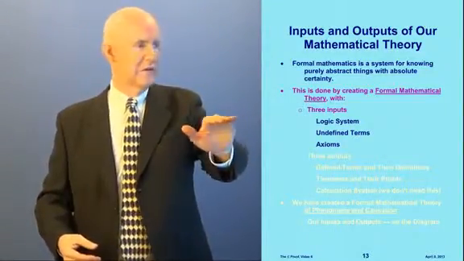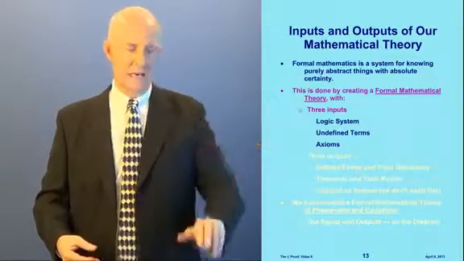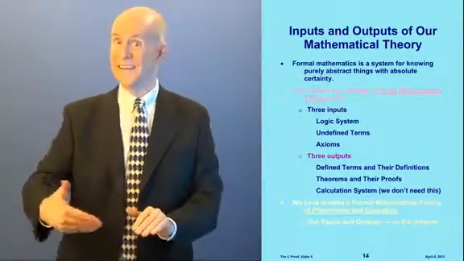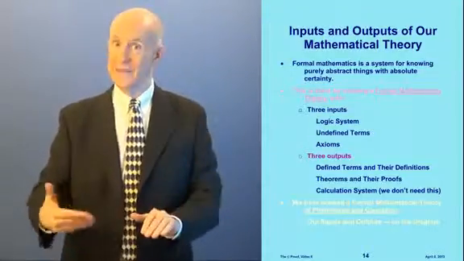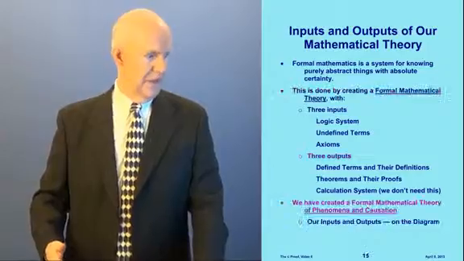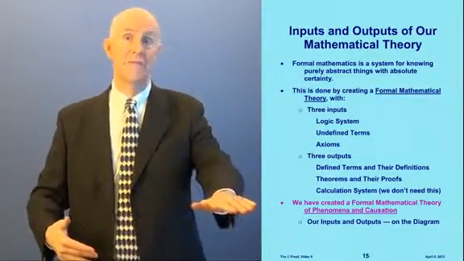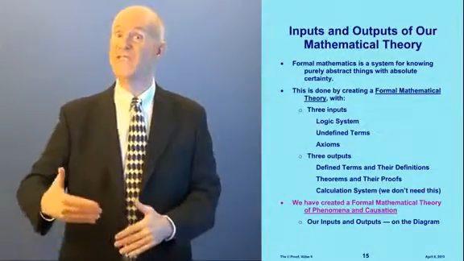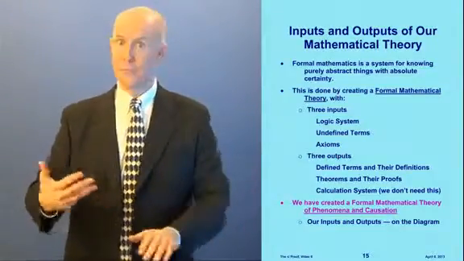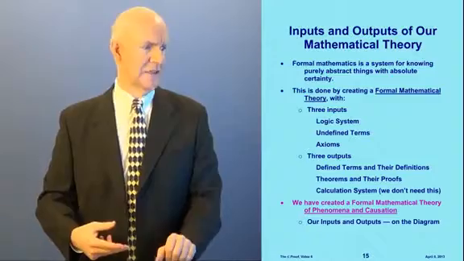The inputs are a logic system, undefined terms, and axioms. And the 3 outputs are defined terms and their definitions, theorems and their proofs, and a calculation system, which we don't need. So what we've done here is we've created a formal mathematical theory of phenomena and causation. And it has 3 inputs and 2 outputs, since we don't need the calculation system.